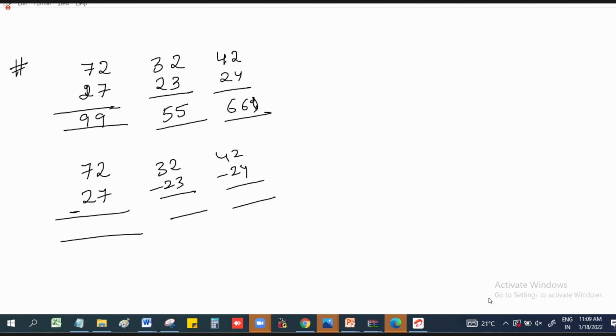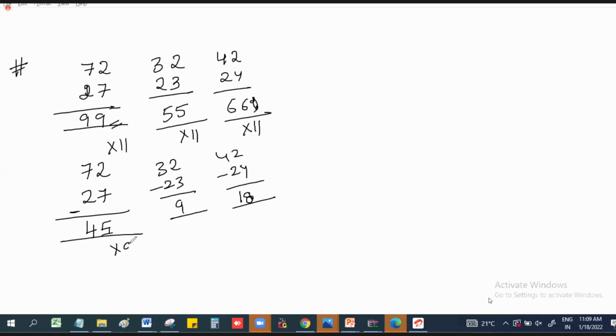The first one, 72 and 27. What is the difference? 45. What is the difference for 32 and 23? 9. And for 42 and 24? 18. So my first question: can I say 99 is a multiple of 11? 55 is a multiple of 11? 66 is a multiple of 11? Yes or no? Are you getting my point?